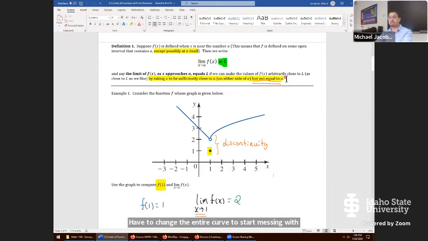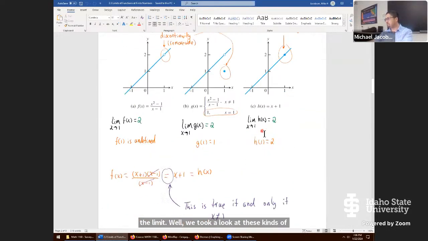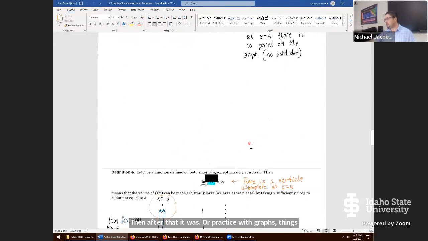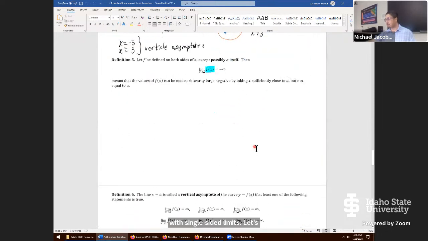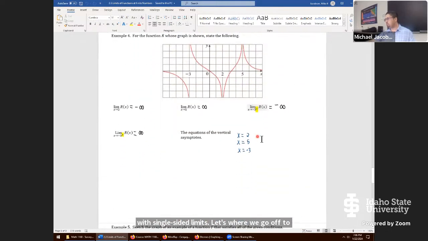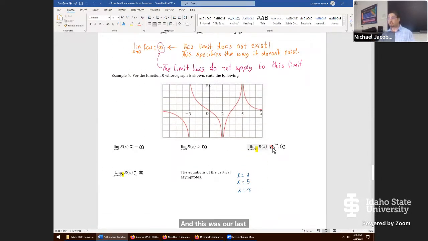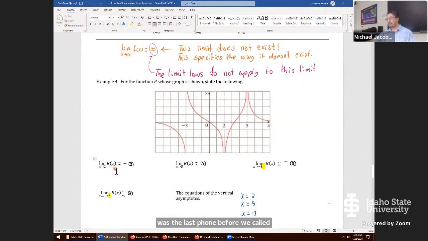Well, we took a look at these kinds of limits. Then after that, it was more practice with graphs, things with single-sided limits, limits where we go off to infinity, like in these cases. And this was our last problem before we called it a night. Just practicing looking at generic limits. Say, for example, this is a limit as x tends towards 2. So what you do when you see that is go towards 2 on the horizontal axis. We're here. Well, the function is going down towards negative infinity, so that was our output on that one. And that's essentially the name of the game.